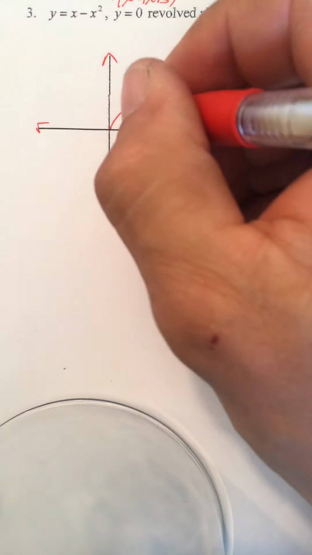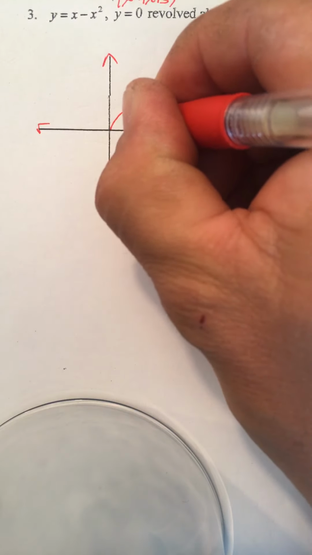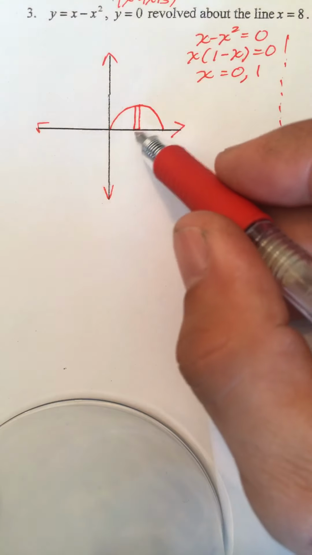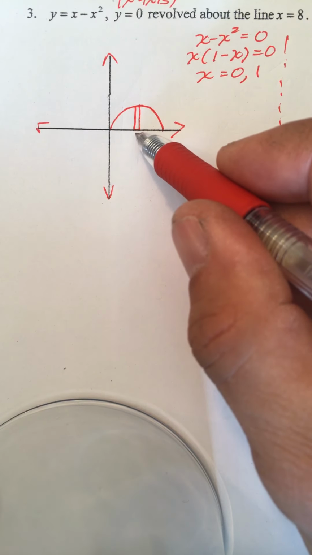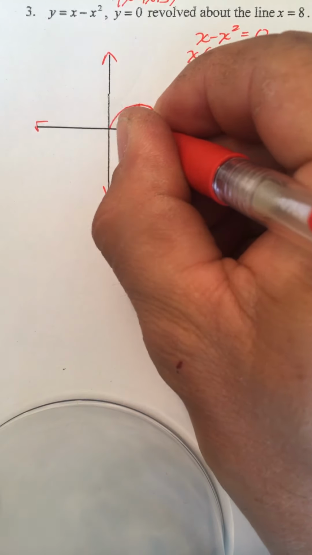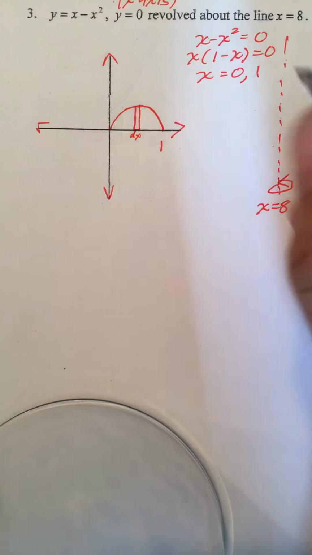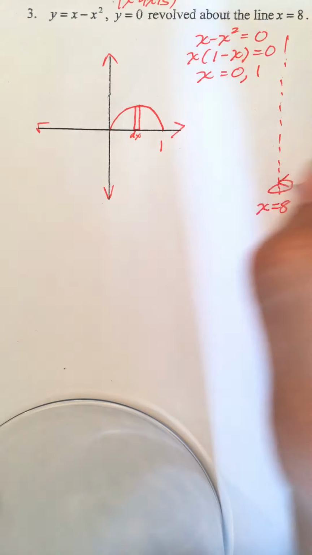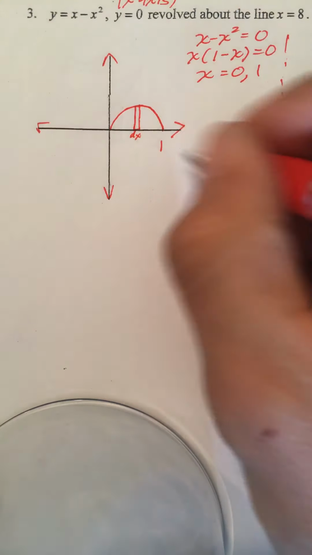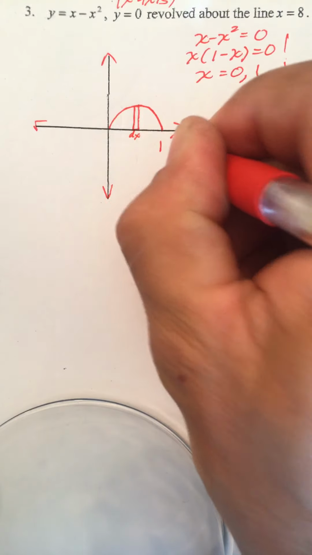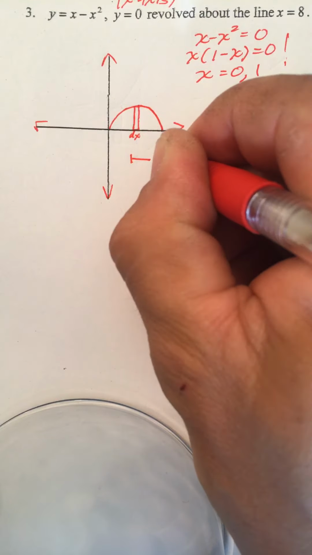So let's get started with it. We first draw our representative rectangle, which is going to be parallel to our axis of revolution, which is all the way over here. That tells us everything is going to be in terms of x. This is our dx here. Okay, so first thing we're going to find is the radius, and the radius is going to be the distance from our axis of revolution to our representative rectangle, okay?